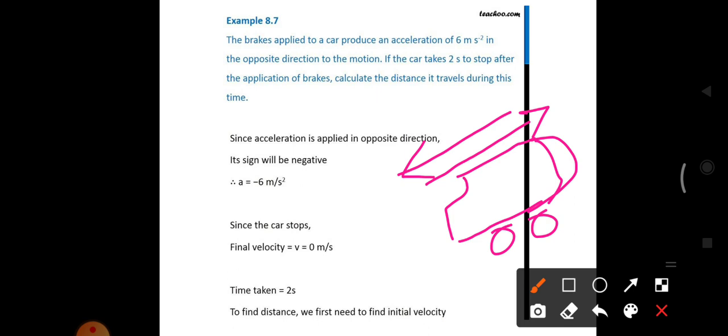So here the brakes applied to a car produce an acceleration of 6 meter per second squared. When we apply a brake, that acceleration is taken as a retardation. The retardation is nothing but the backward acceleration. If the car takes 2 seconds to stop after the application of a brake, calculate how much distance it travels during the 2 seconds.